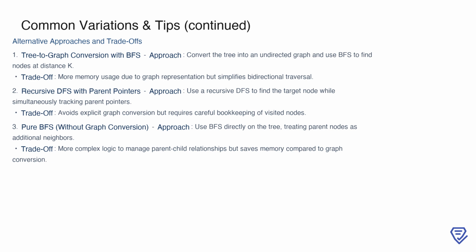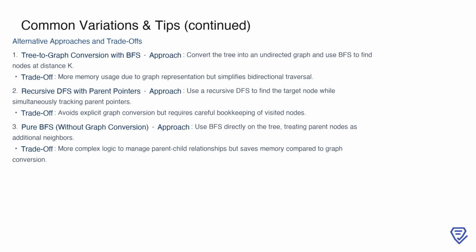Another method involves using recursive DFS while keeping track of parent pointers. This eliminates the need for explicit graph conversion, but you must carefully manage visited nodes to avoid revisiting parts of the tree. A third approach is to use pure BFS directly on the tree. By treating parent nodes as additional neighbors during traversal, you can achieve the same result without converting the tree into a graph. However, this requires more intricate logic to manage parent-child relationships dynamically. Each approach has its pros and cons, so choose the one that best suits the problem constraints and your coding style.